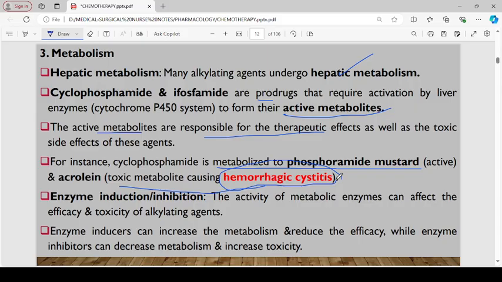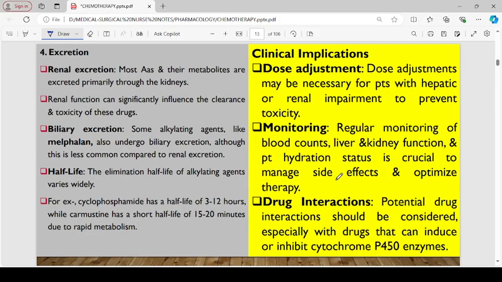All right? Well, the activity of metabolic enzymes can affect efficacy and toxicity of alkylating agents, and I hope this one you need to know because enzyme inducers, for example, can increase the metabolism and reduce the efficacy of a drug, while enzyme inhibitors can decrease the metabolism of a drug, and this one will increase its toxicity.